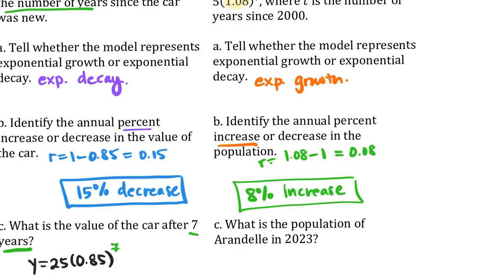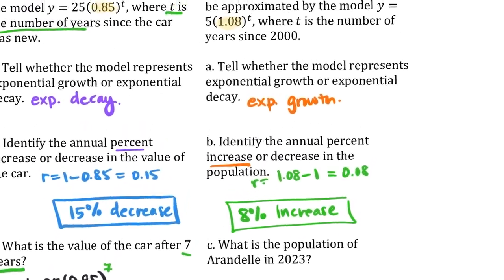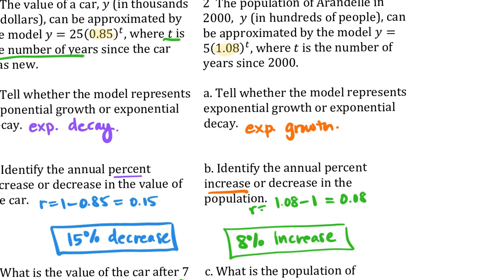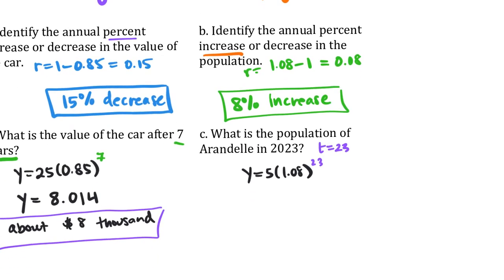The last question asks, what is the population of Arendelle in 2023? Let's go back and see what we need to plug into the equation. Something about the years. T is the number of years since 2000. So if I'm in 2023, then T is going to be 23. Let me plug that into my equation. Y equals 5 times 1.08 raised to 23. I'm just going to put the whole thing in my calculator. I'm going to get a decimal because exponential models often do this to us.